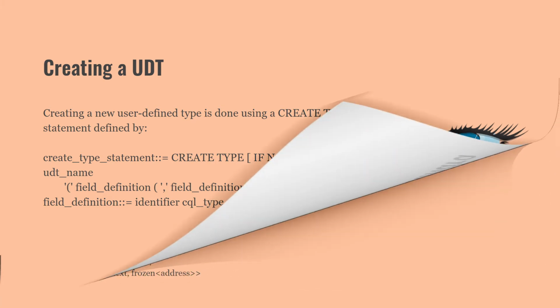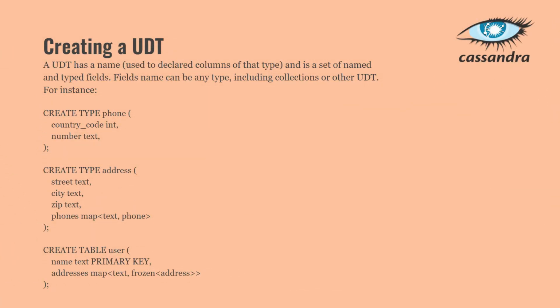understand. A UDT type has a name which is used to declare a column of that type. It is a set of named and typed fields. A field can be of any type, including a collection or another UDT, for instance. So let's move to the practical demonstration of it.